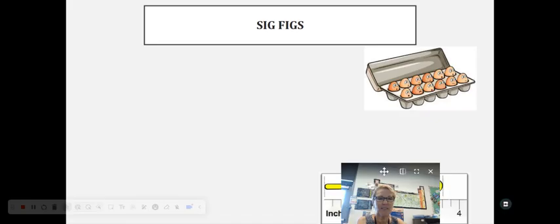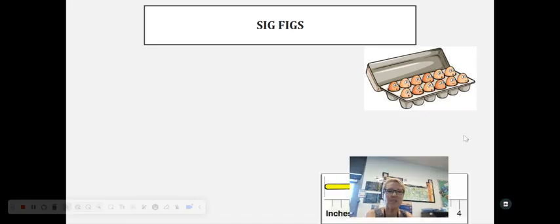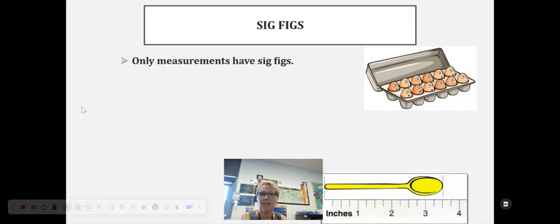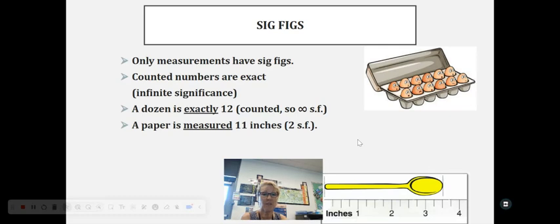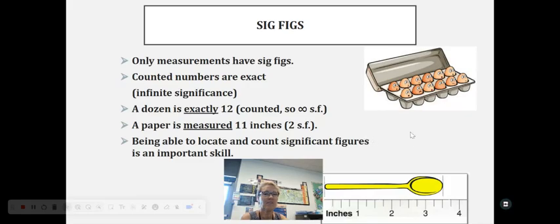Something you need to understand is that counting numbers such as how many eggs are in a dozen are exact figures. They do not have significant figures. Significant figures applies to calculations and data collection. Okay? So counting numbers have infinite significance. So we say infinitely many sig figs. On the other hand, a measurement like the paper is going to have sig figs. Okay? This is an important skill. It continues on with you if you go into AP Chem and college chemistry.